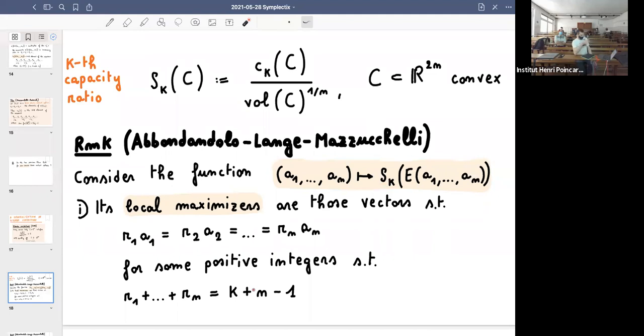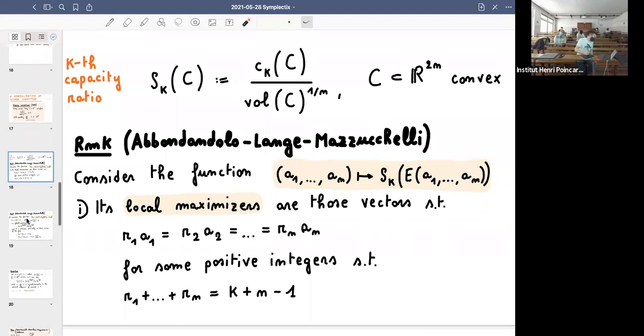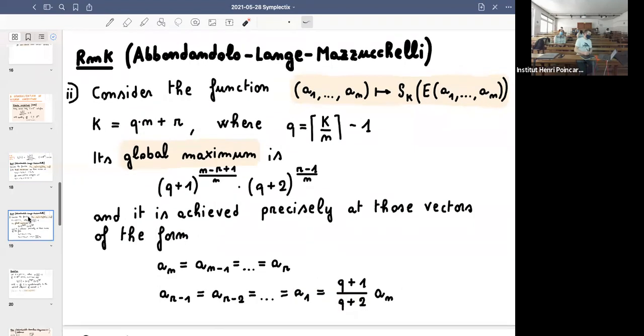So somehow, in Viterbo's ball conjecture, the Zoll ball played a role, and here the Besse ellipsoids play a role. The second remark is for global maxima. Now, the same function, the kth capacity ratio, its global maximizers are certain rational ellipsoids, which look like the following ones.